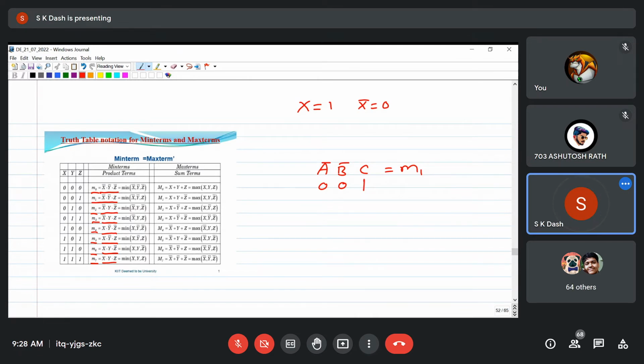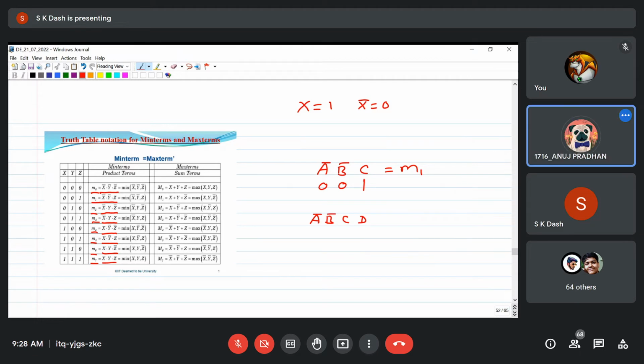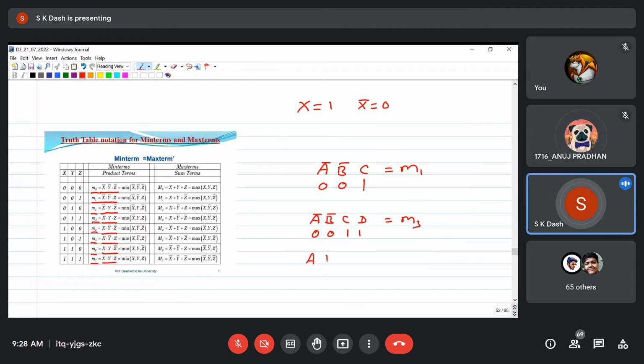Okay. Now can you tell what this will be? A bar, B bar, C, D. What should A bar, B bar, C, D be? M3. It should be M3 because this is 0, this is 0, and these two are 1, 1. So this must be M3. Now suppose A, B bar, C, D bar. This will be?